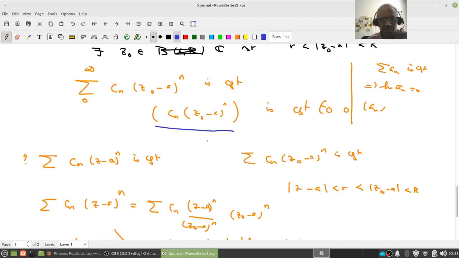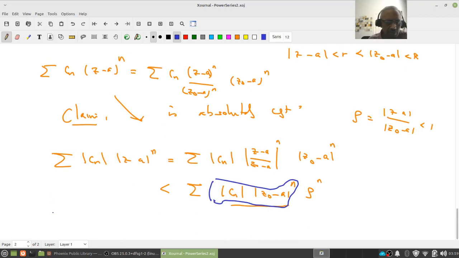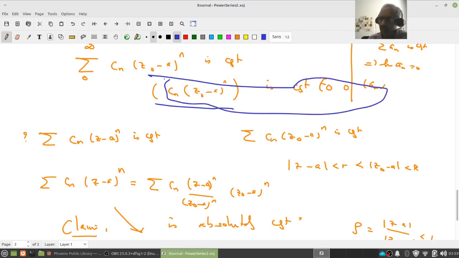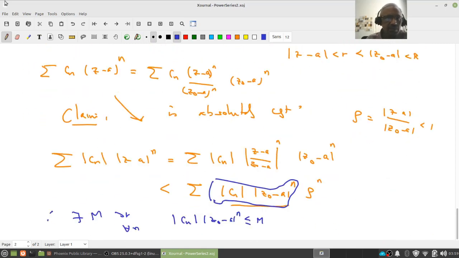If the sequence an is convergent, then an is a bounded sequence. Sorry, if an is a bounded sequence, then mod an is less than or equal to M for all n, for some M. So in particular, there exists M such that mod Cn mod z0 minus a to the power n is less than or equal to M for all n. Why? Because this sequence is convergent.